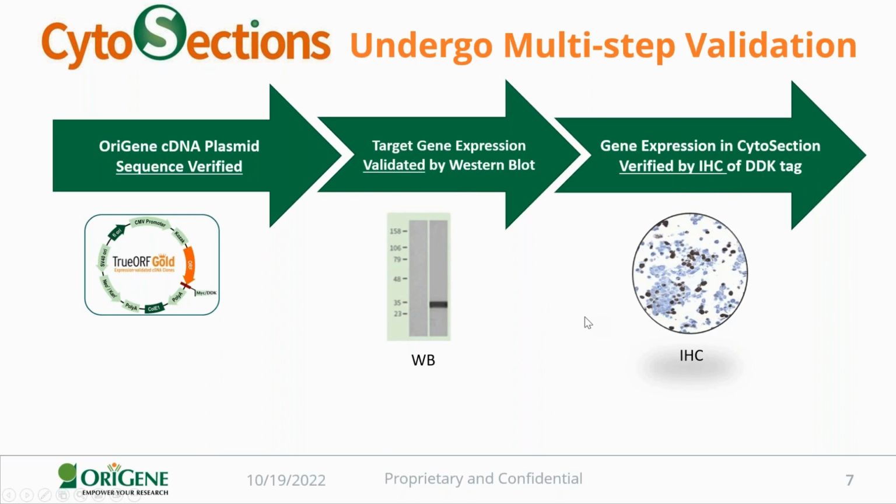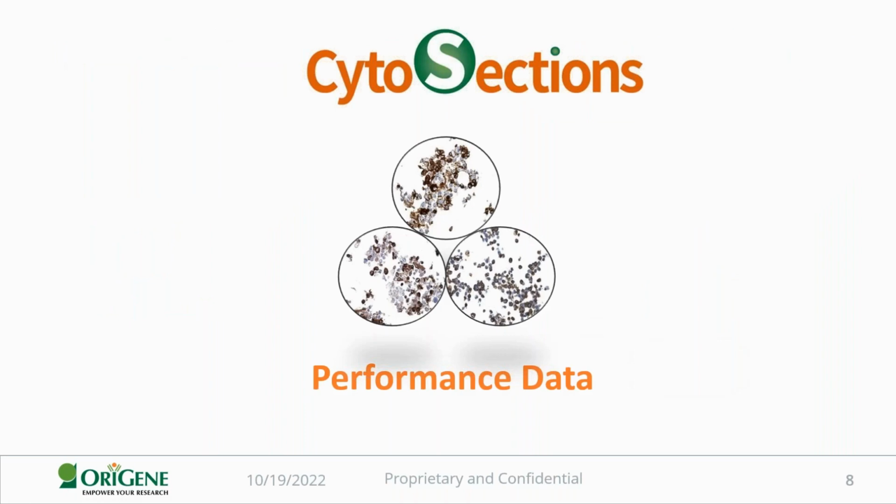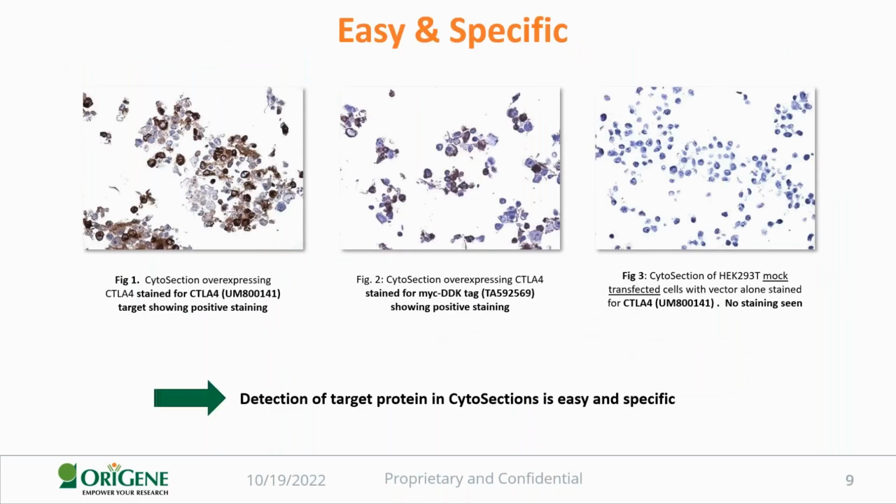With that being said, let's move on to applications or performance data. Cytosections are easy to use and very specific. In this slide, I want to show you how a cytosection has been stained for CTLA4 using the antibody Ultramab, UM8001. This antibody is developed, marketed, and manufactured by OriGene.